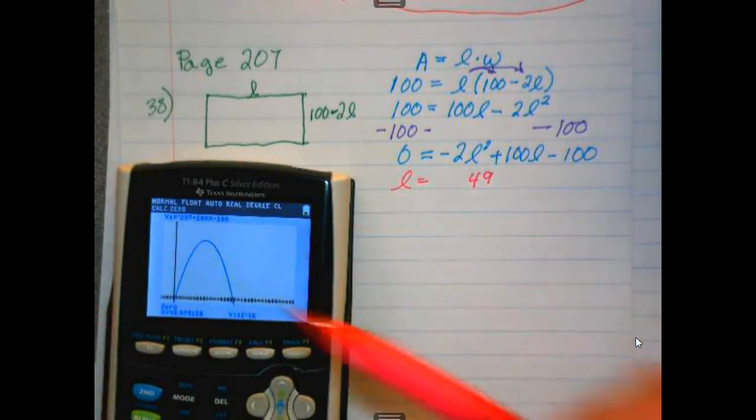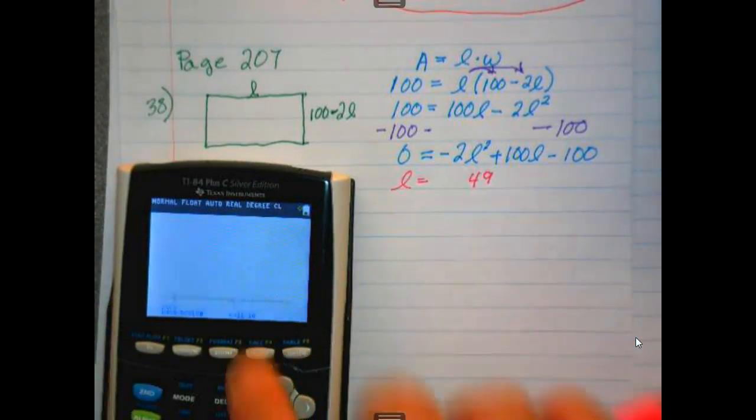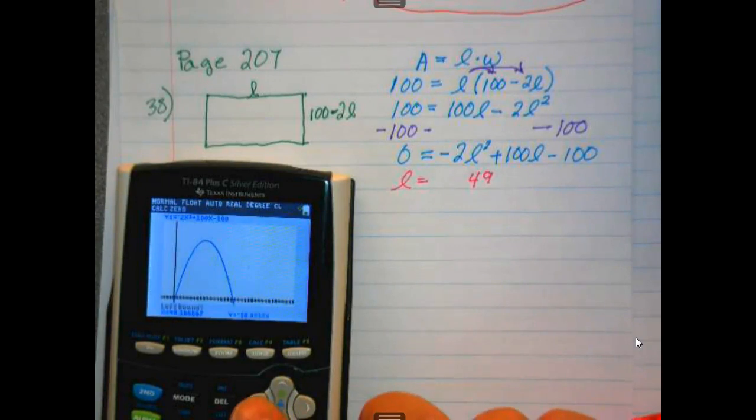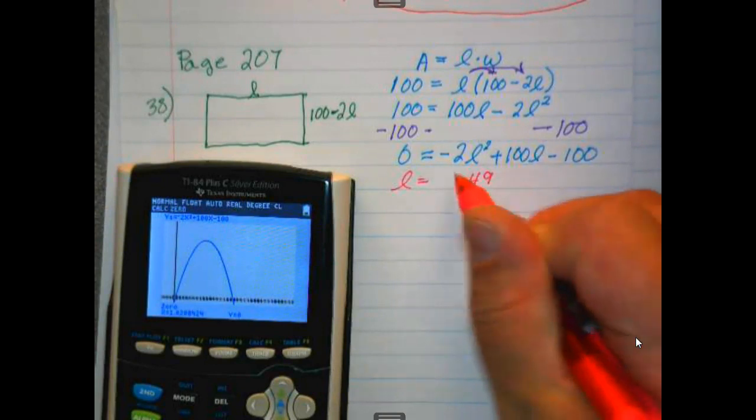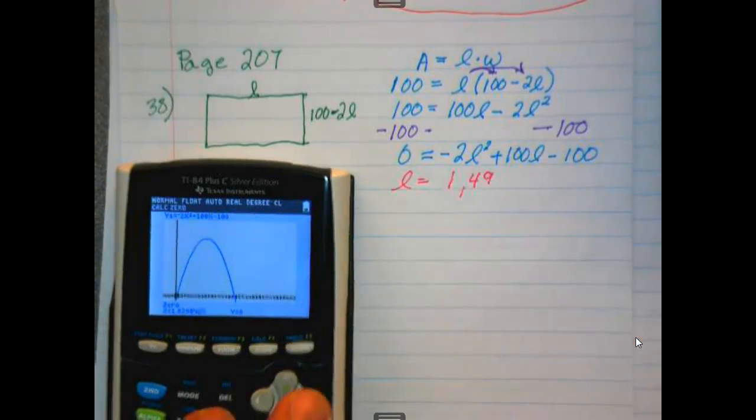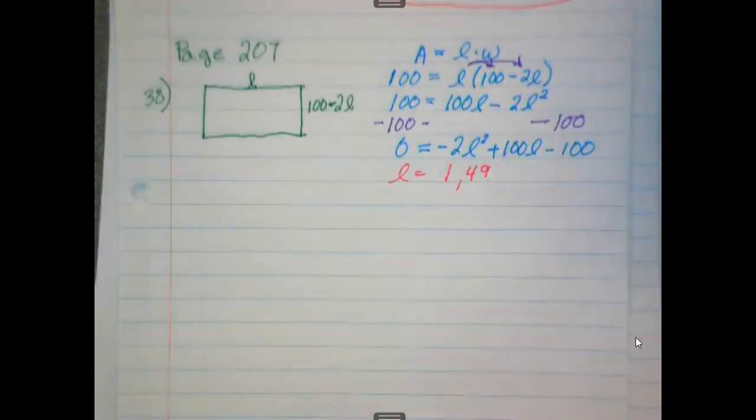Make sure it's not negative. So second trace, 0. This time I've got to get to the left of this point, so I'm going to have to be under the axis. Hit enter. Get to the right of that point. Hit enter. Then hit enter again. And our L could equal 1. So we have two values here of what L can equal.